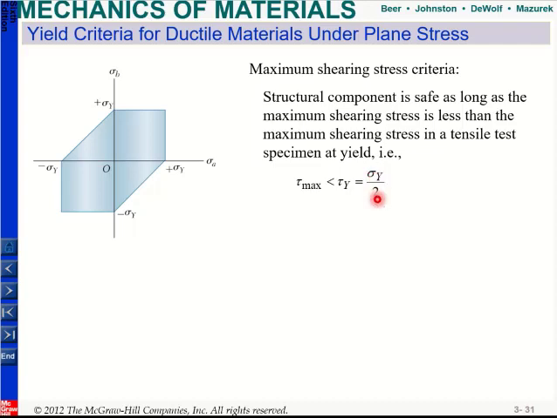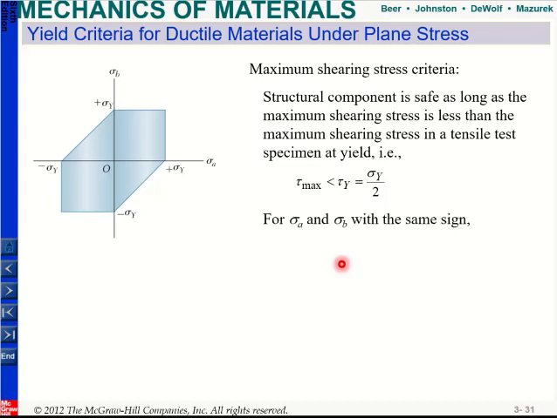This is what I showed earlier when we constructed our Mohr circle. It says as long as your shear stress is less than this value, sigma y over 2, you will be safe. And if your shear stress increases beyond it, then your material will fail.